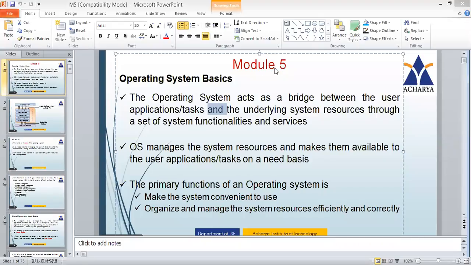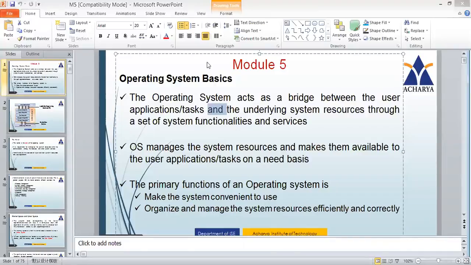Okay. The next module is the operating system basics, module 5. Here we will see the basic concepts that are required for designing embedded applications. We have seen in the previous module that a few embedded systems may require an operating system. So in that case, how to design an operating system for such kind of application.